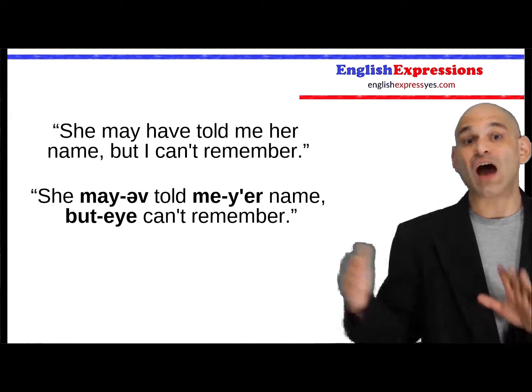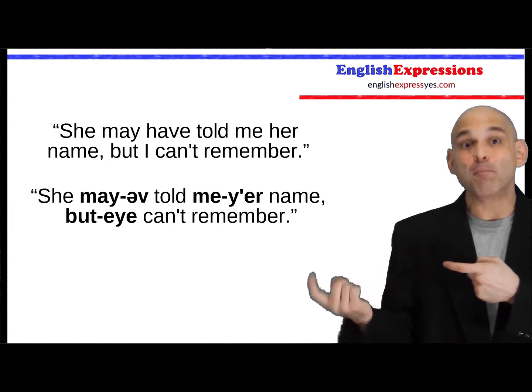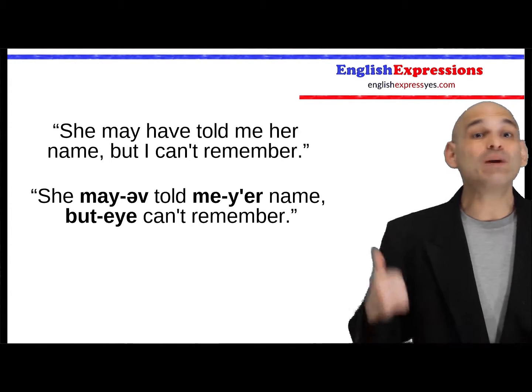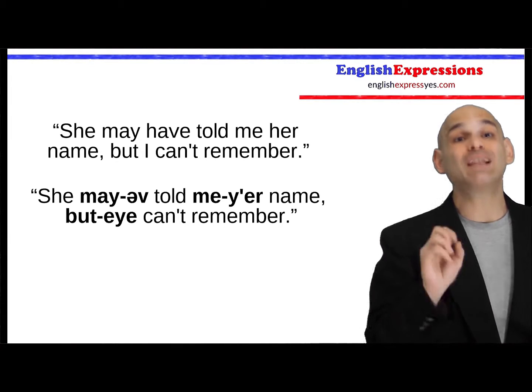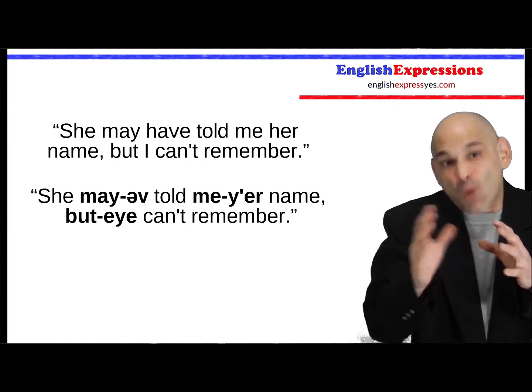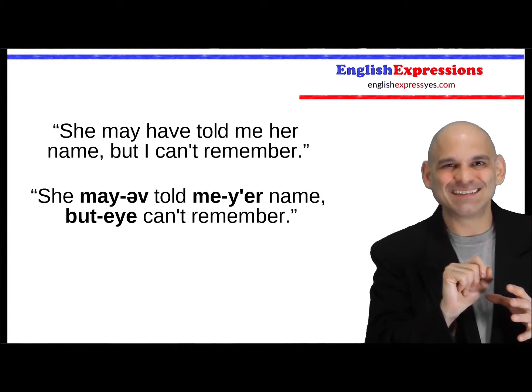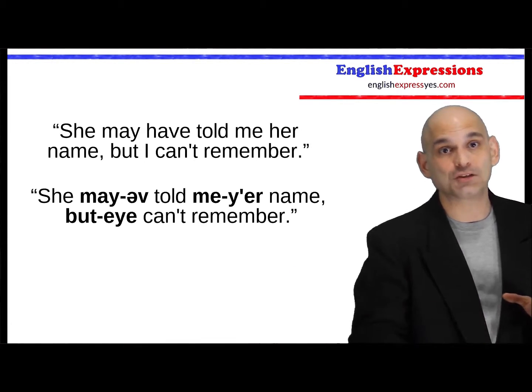And notice how the I links onto the but I. And really, this is called a flap T, and we don't pronounce the T fully like a T. It's sort of more like a D, but it's still a little like a T. We'll talk about that in another lesson.